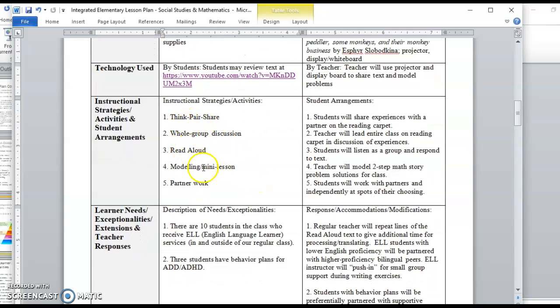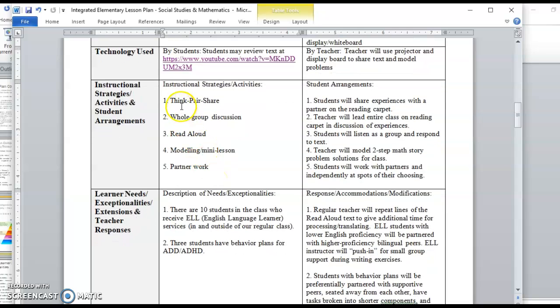Instructional strategies for this section, you just list out instructional strategies that are used in this lesson. So think, pair, share, where students think about something for a minute, they pair up, and then they share their thoughts with each other. That's an instructional strategy. Having a whole group discussion is a strategy, right? And there's particular ways to go about doing that besides just having students raise their hands. Of course, that could be part of it, but that is a specific way of doing that.